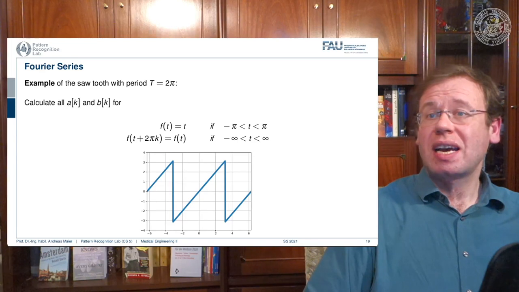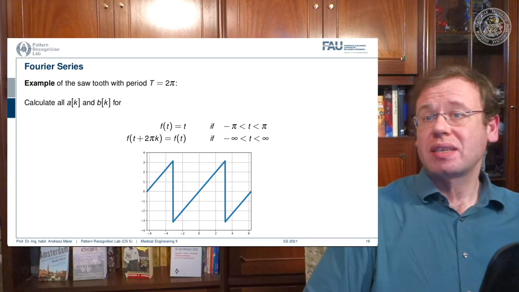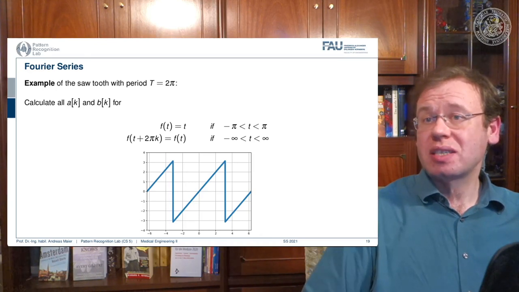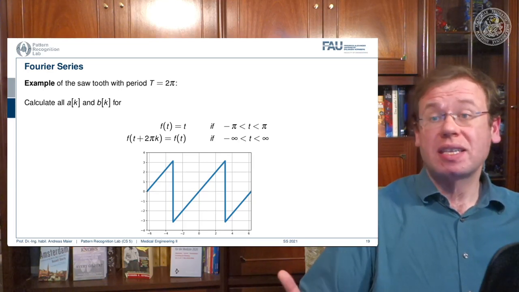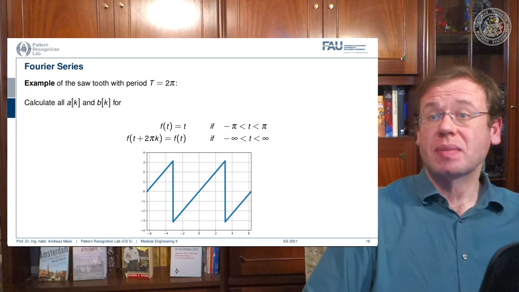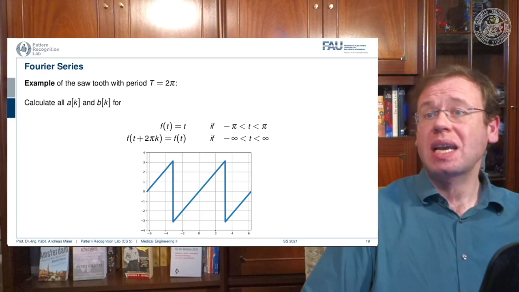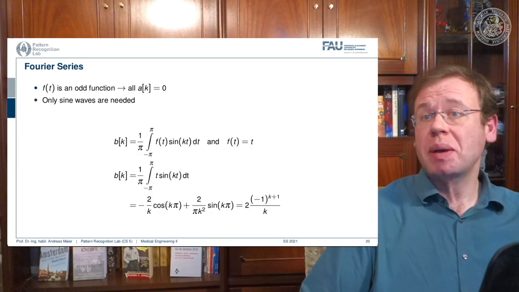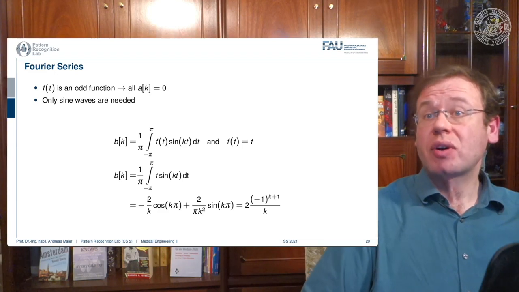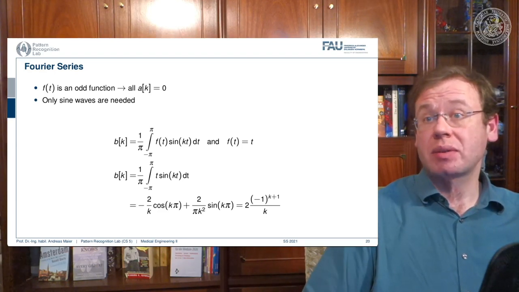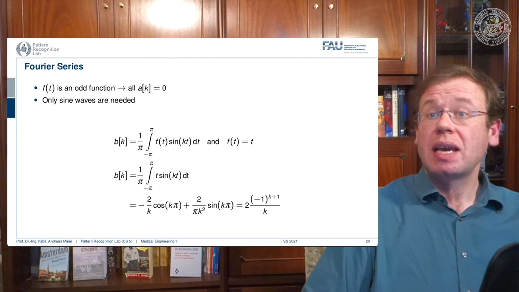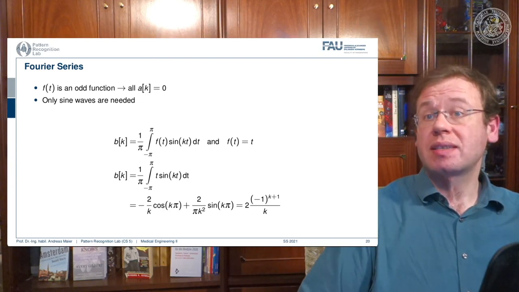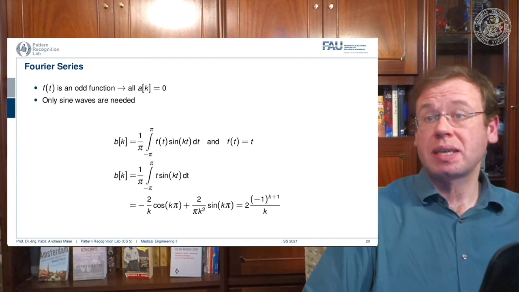Let's have a look at the Fourier series here. So here we did all the calculations and we showed the results, but actually we would also like to determine our a_k and b_k for, let's say, our sawtooth function. So how would we do that? And here we can then remember that this is an odd function, so all the a_k will be zero, so we don't have to deal with them. So we only need to determine the sine wave coefficients, so these are our b_k.